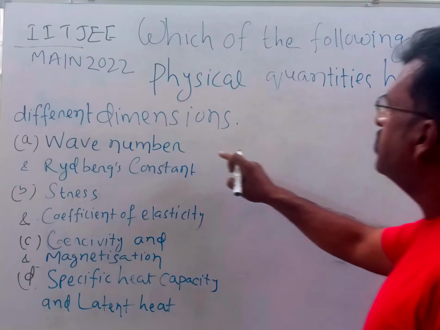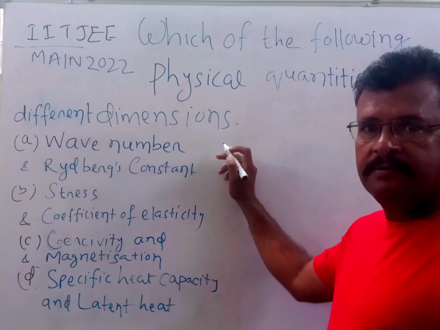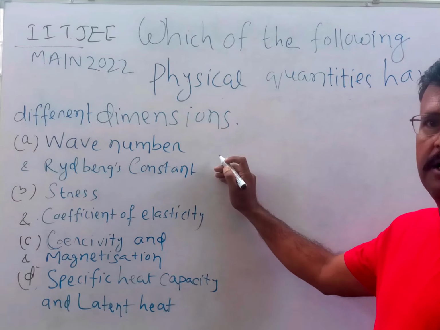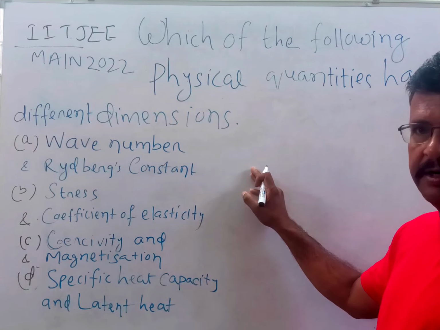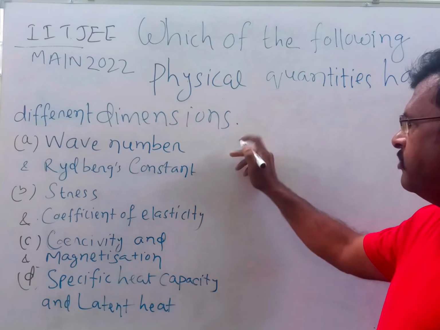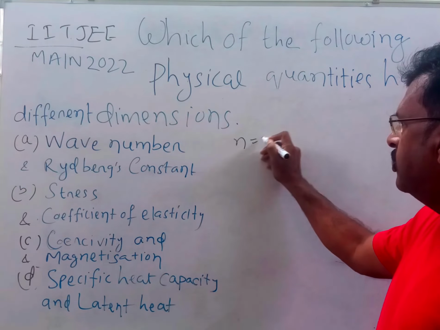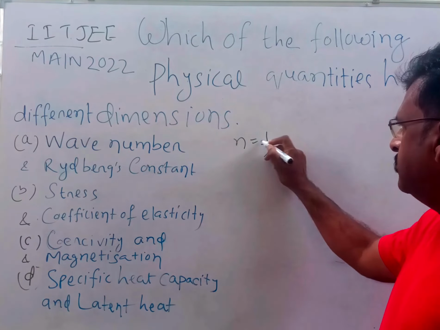What is wave number, student? The number of waves per unit length, or the number of waves of a radiation in 1 meter. That is called wave number. So n is equal to 1 by lambda.